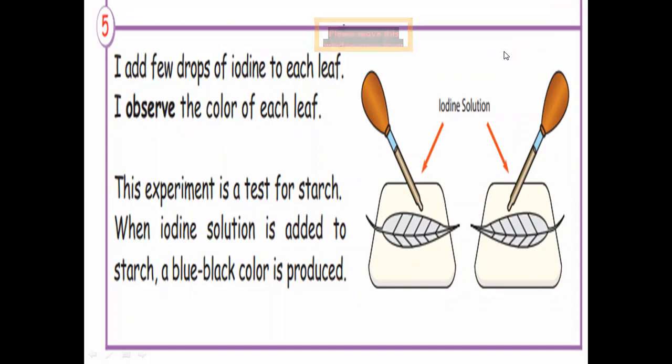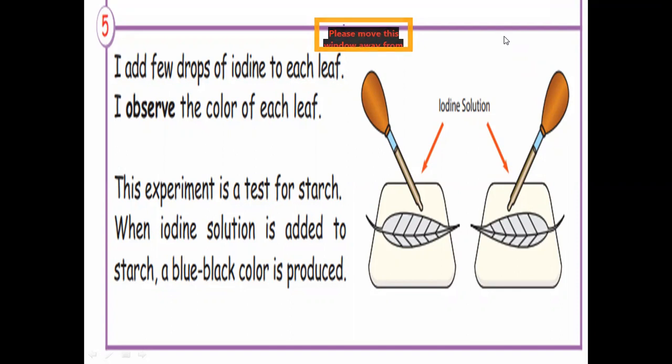The iodine test is done to identify the presence of starch. If it gets a dark blue color, it contains starch. If there is no dark blue, it means that there is no starch. Okay, so this is about the iodine test. We already know about it.